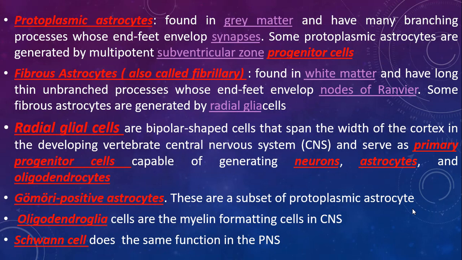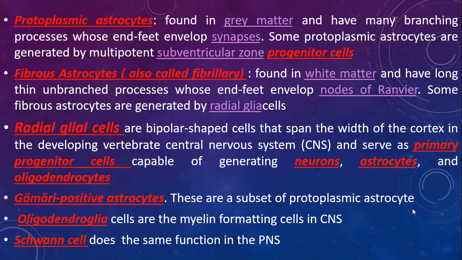There are a lot of types of astrocytes. Protoplasmic astrocytes are found in gray matter and have many branching processes whose end feet envelop synapses. Some protoplasmic astrocytes are generated by multipotent subventricular zone progenitor cells, radial glial cells.